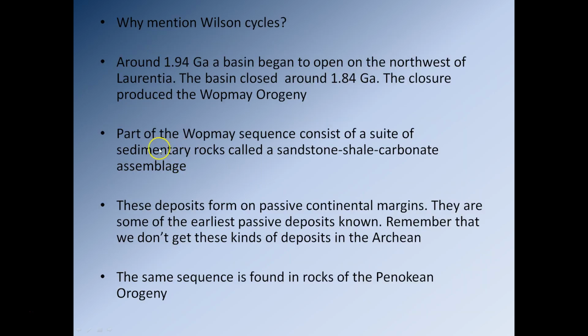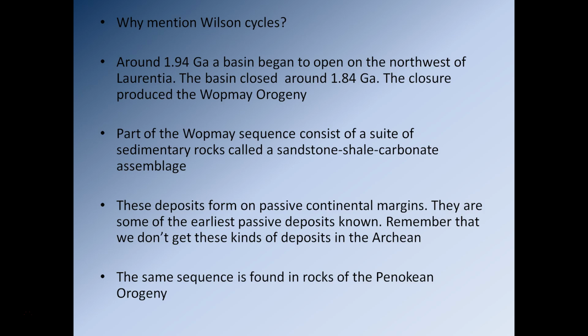So the interesting thing about the Wopmay orogeny is that the sequence consists of a suite of sedimentary rocks called a sandstone shale carbonate assemblage. Now, if you remember, these essentially sand, mud, and carbonate facies are what we tend to find on nice passive continental margins, like the east coast of the United States, essentially geologically inactive continental margins. So the appearance of these sandstone shale carbonate assemblages quite clearly show us that within the Wopmay sequence, as the basin opened up, essentially you had nice passive continental margins.